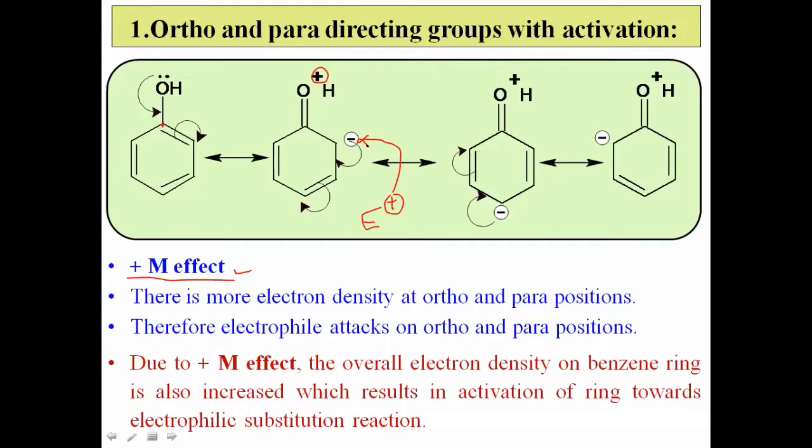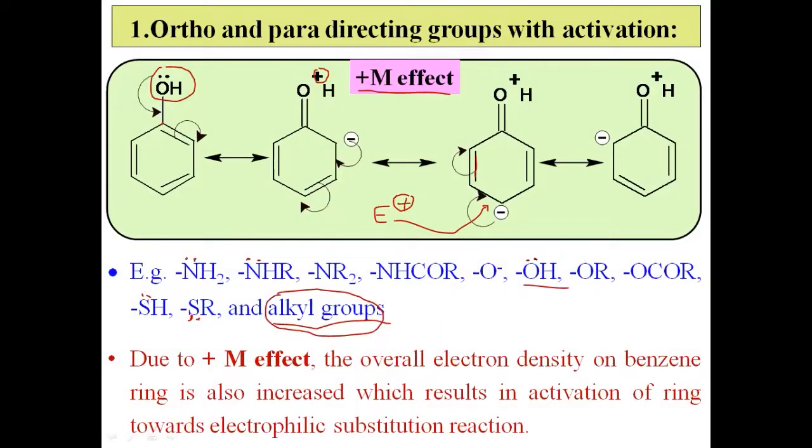So what do we call this group? Ortho and para directing group with activation. They increase the reactivity of electrophilic substitution, particularly phenol, aniline, and all of these compounds which have a plus M effect. All the remaining atoms or groups except the alkyl group show the plus M effect. Therefore, they are ortho and para directing, and they cause activation. No doubt about that.